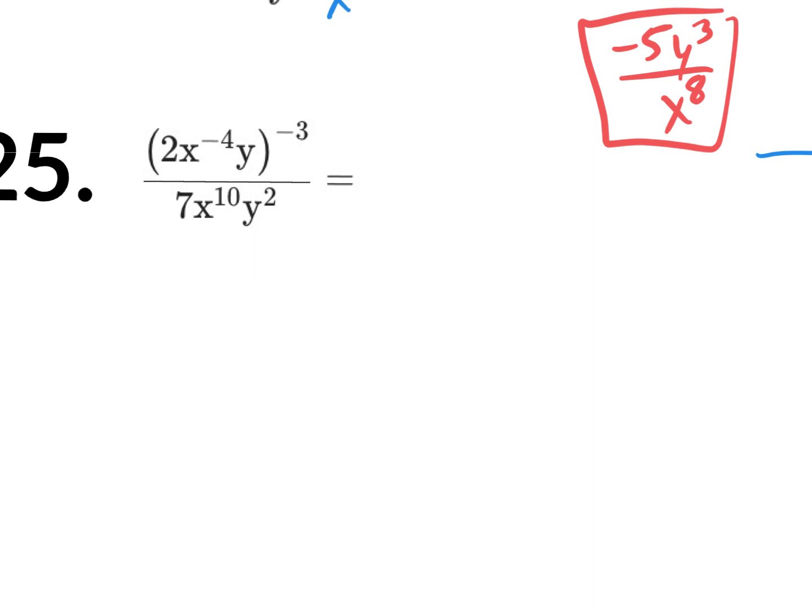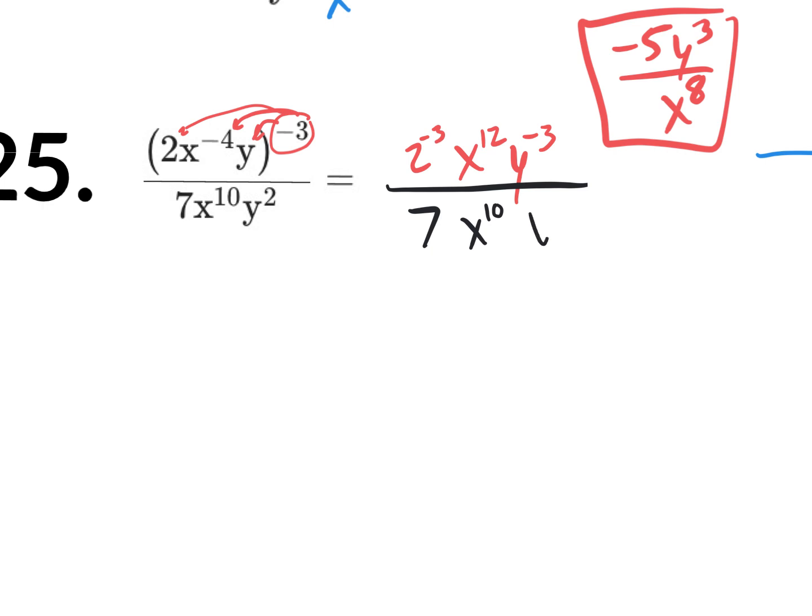All right, so we have parentheses. We have an exponent on the outside. What am I going to do? Distribute. That's right. So we're going to take this power of negative 3, put it on the 2. That'll give us 2 to the negative 3. Distribute the power of negative 3, put it on the negative 4. Power to a power, multiply. So you're going to have x to the negative 4 times negative 3, positive 12. And then distribute that negative 3 to the y, and that'll be y to the negative 3. Okay? And that is still over 7x to the 10th y to the 2nd.